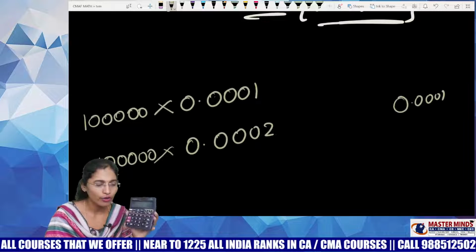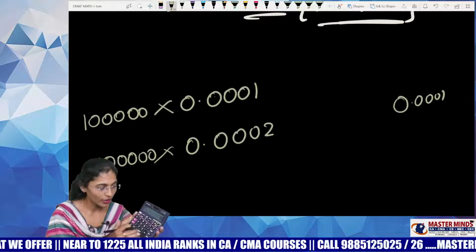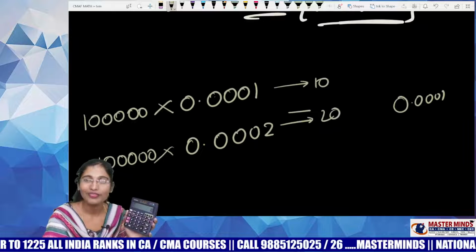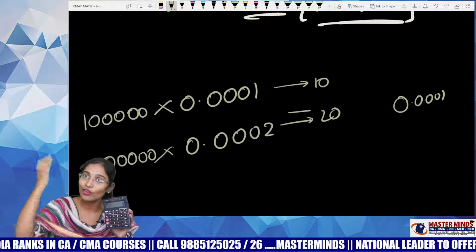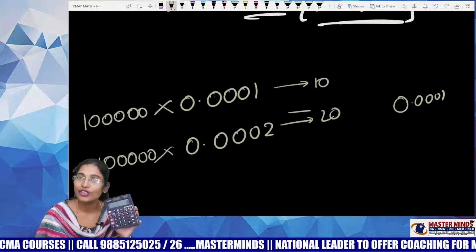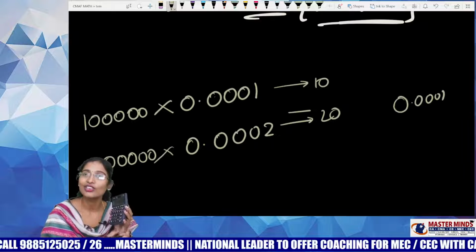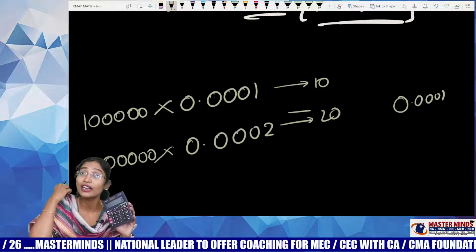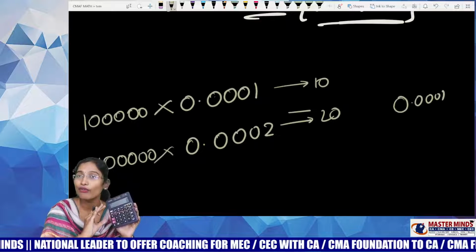Take your calculator and perform the calculation. 1 lakh into 0.0001. I got 10. And this one, 20. So try to observe this. It is a difference of 0.0001. As a result, how much change came in your answer? A difference of 10. So try to understand, at this stage these kind of differences you need not worry. Getting a difference of 1 or 2 doesn't matter. There won't be a big problem. So remember, don't expect a perfect answer in the final exam.